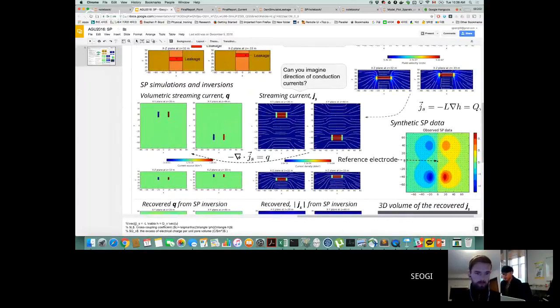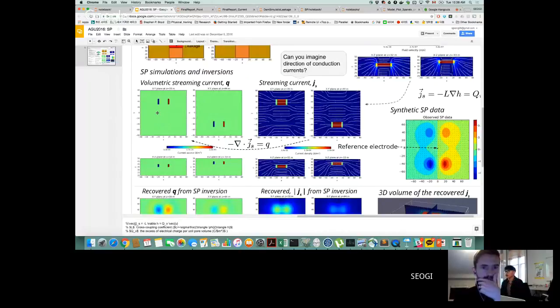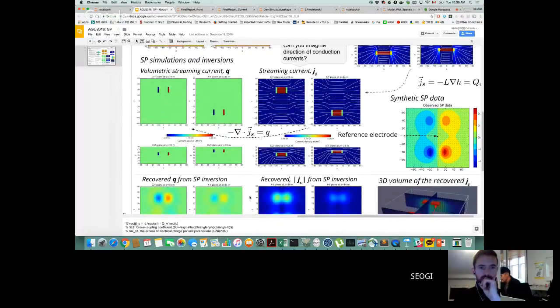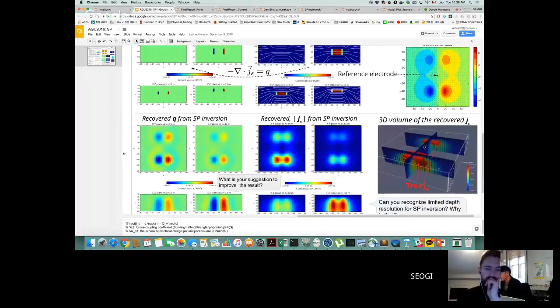Then by taking the divergence, you can compute the Q, which is the charges. So you have negative charges and positive charges here. And then using that as a right-hand side, we can compute the synthetic SP data. SP data usually has one reference electrode and then you just compute the difference. So it's like a pole response, similar, because I'm not changing that reference electrode usually.